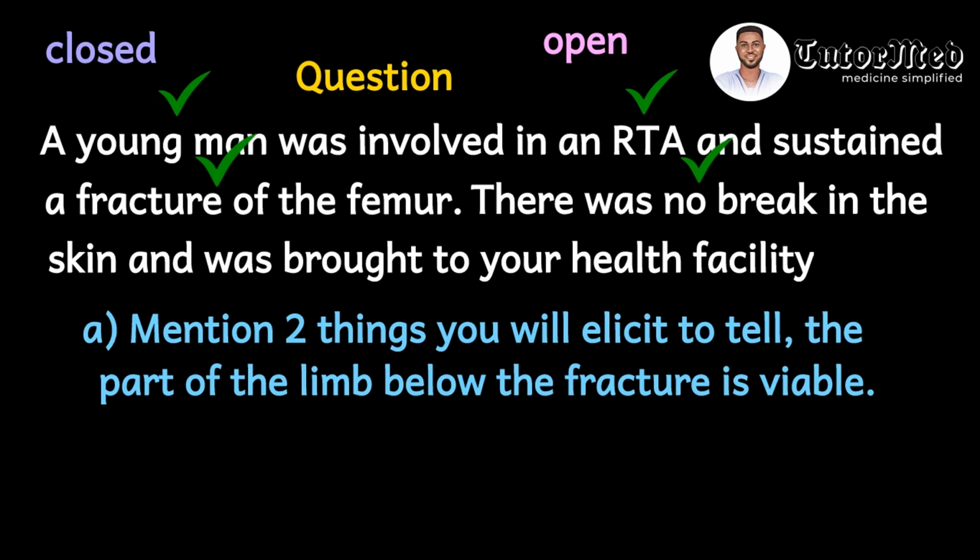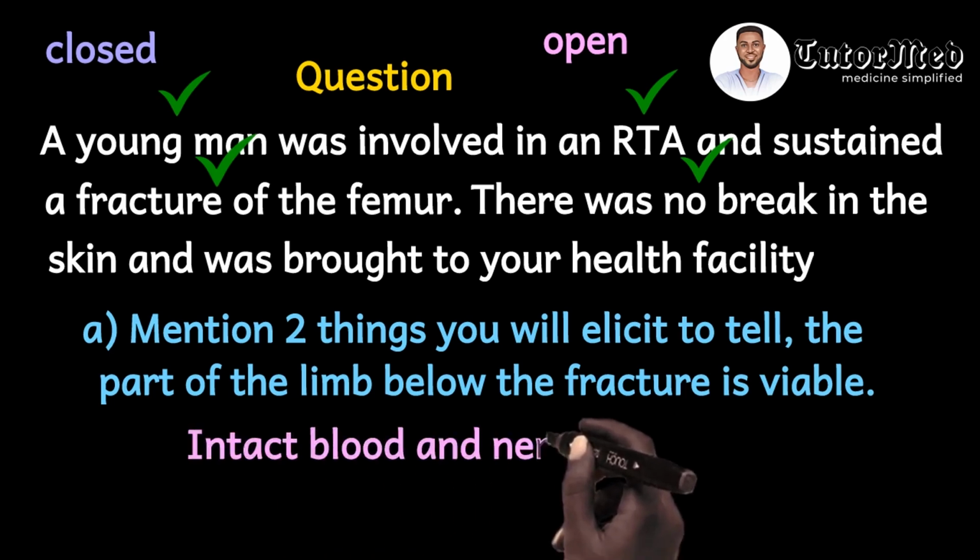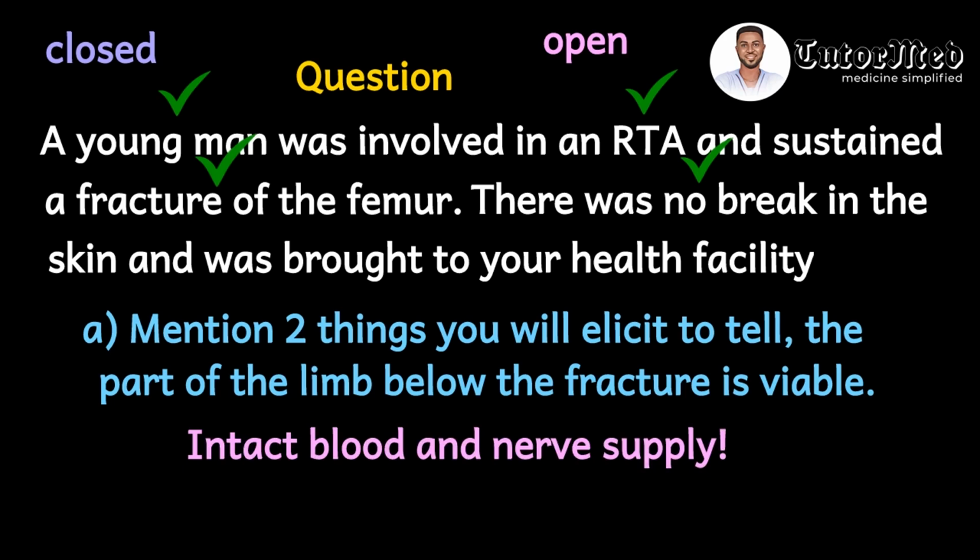And so, what you will do is to check the blood and nerve supply to the limb. And if they are intact, then most likely the limb is viable. But please note that for the answer, you won't write intact blood and nerve supply as I have indicated. You will write what you will do to prove that there is intact blood and nerve supply. And so what will you do to prove that the limb is viable?